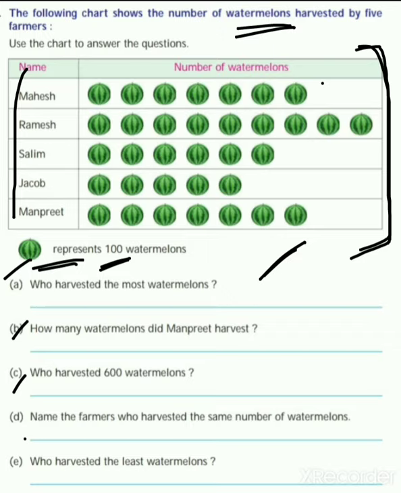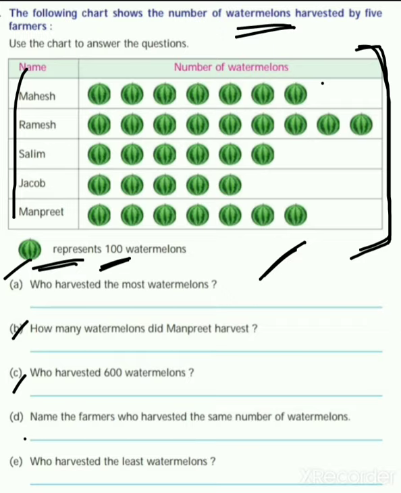Our first question is, who harvested the most watermelons? Now in this question you have to find the number of watermelons. Most watermelons means the name of the farmer who harvested the most watermelons. For this, how will we find the answer? First of all, we will count the number of watermelons harvested by the farmers.